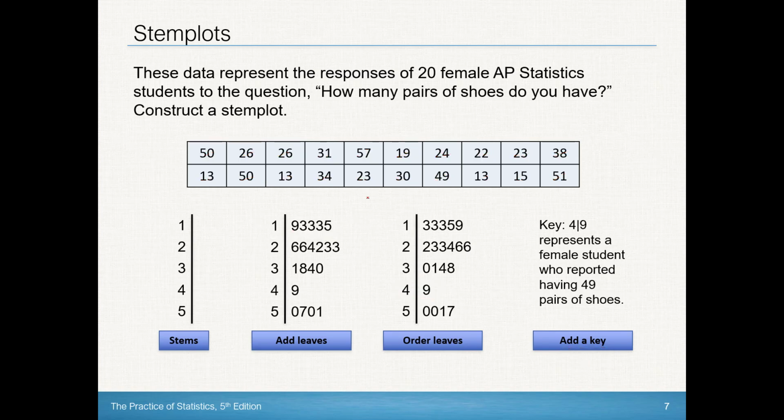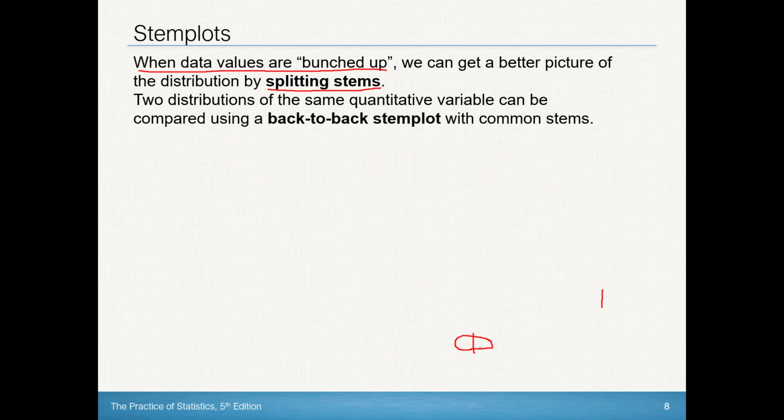Now there's two other special ways you can modify the stem plots to make them better. Because right here, I want you to write this in your notes. When data values are bunched up, we can get a better picture of the distribution by splitting stems.